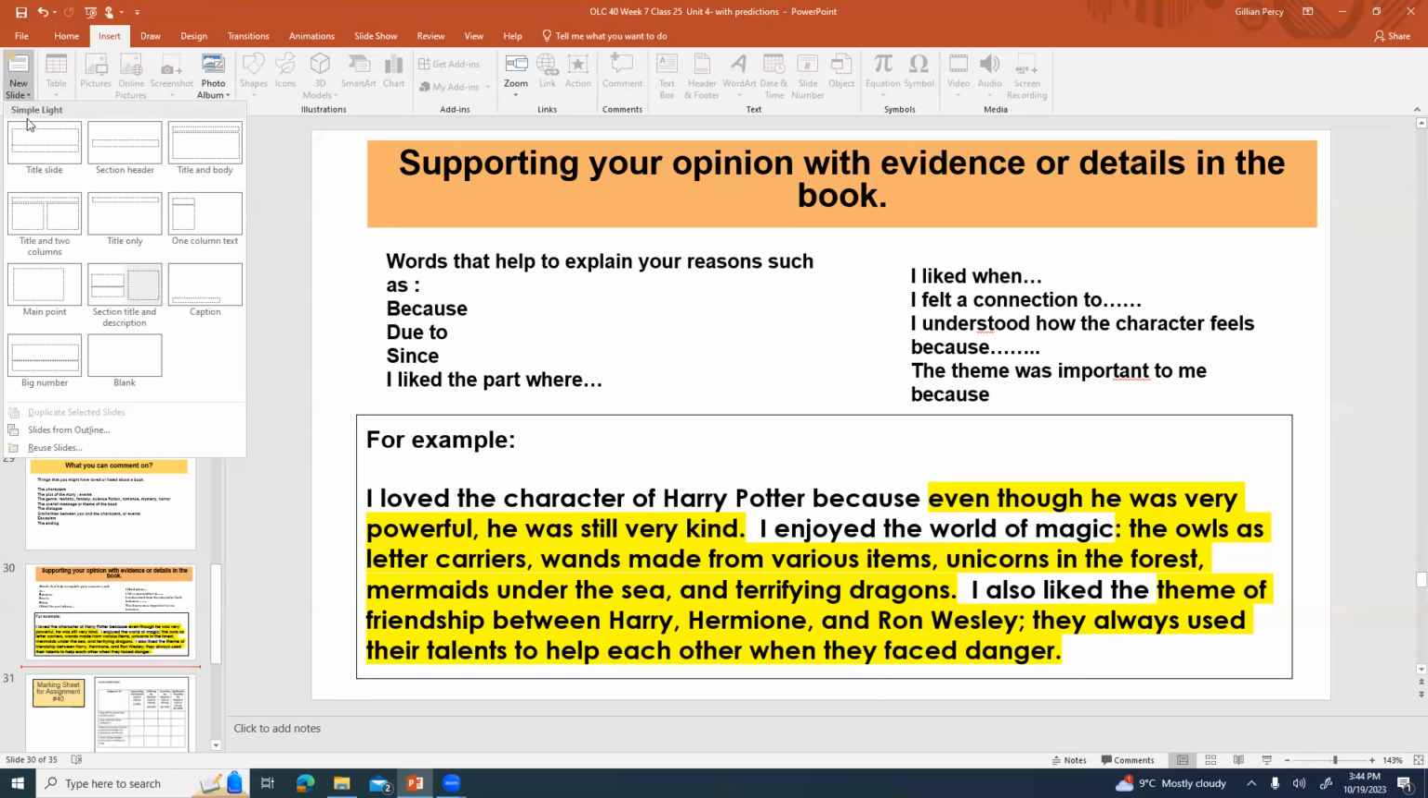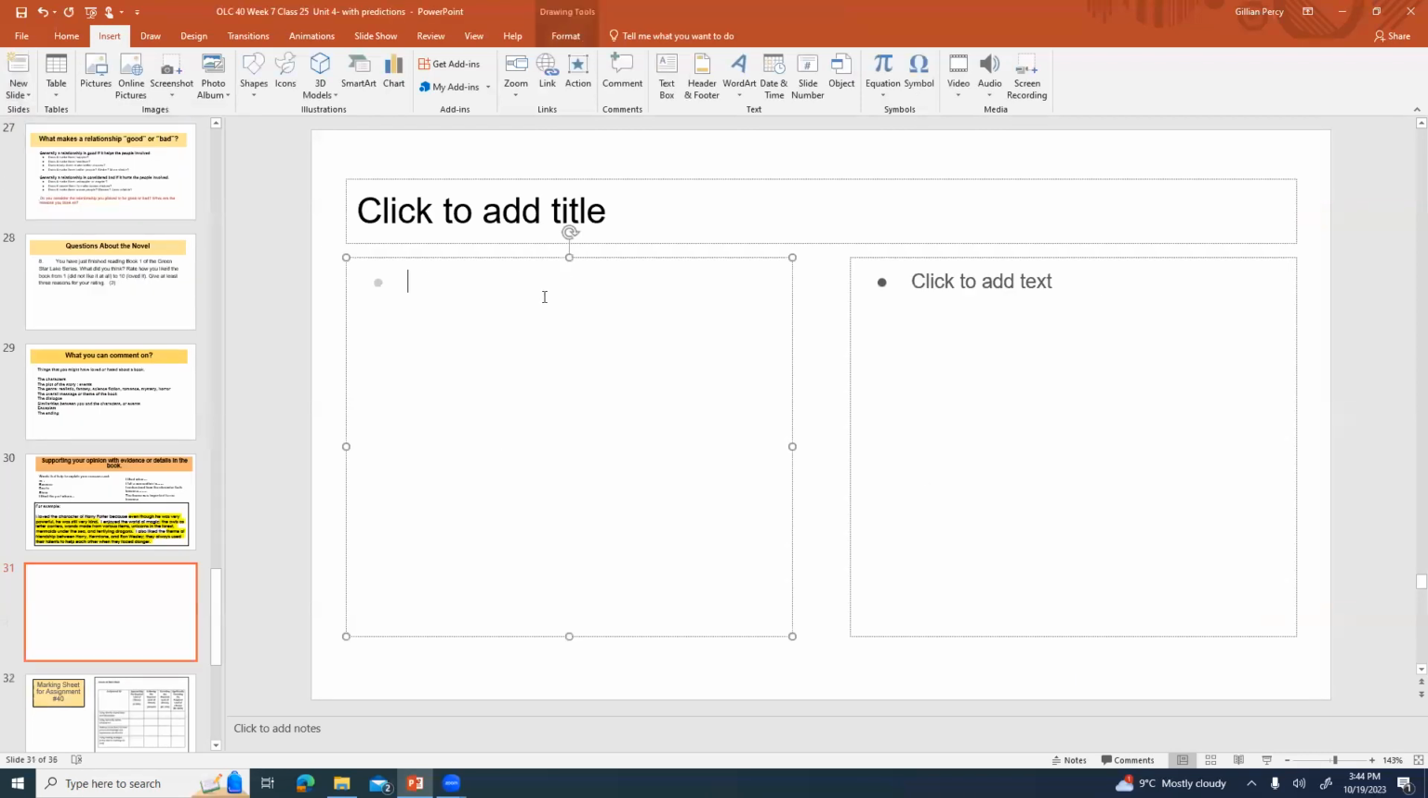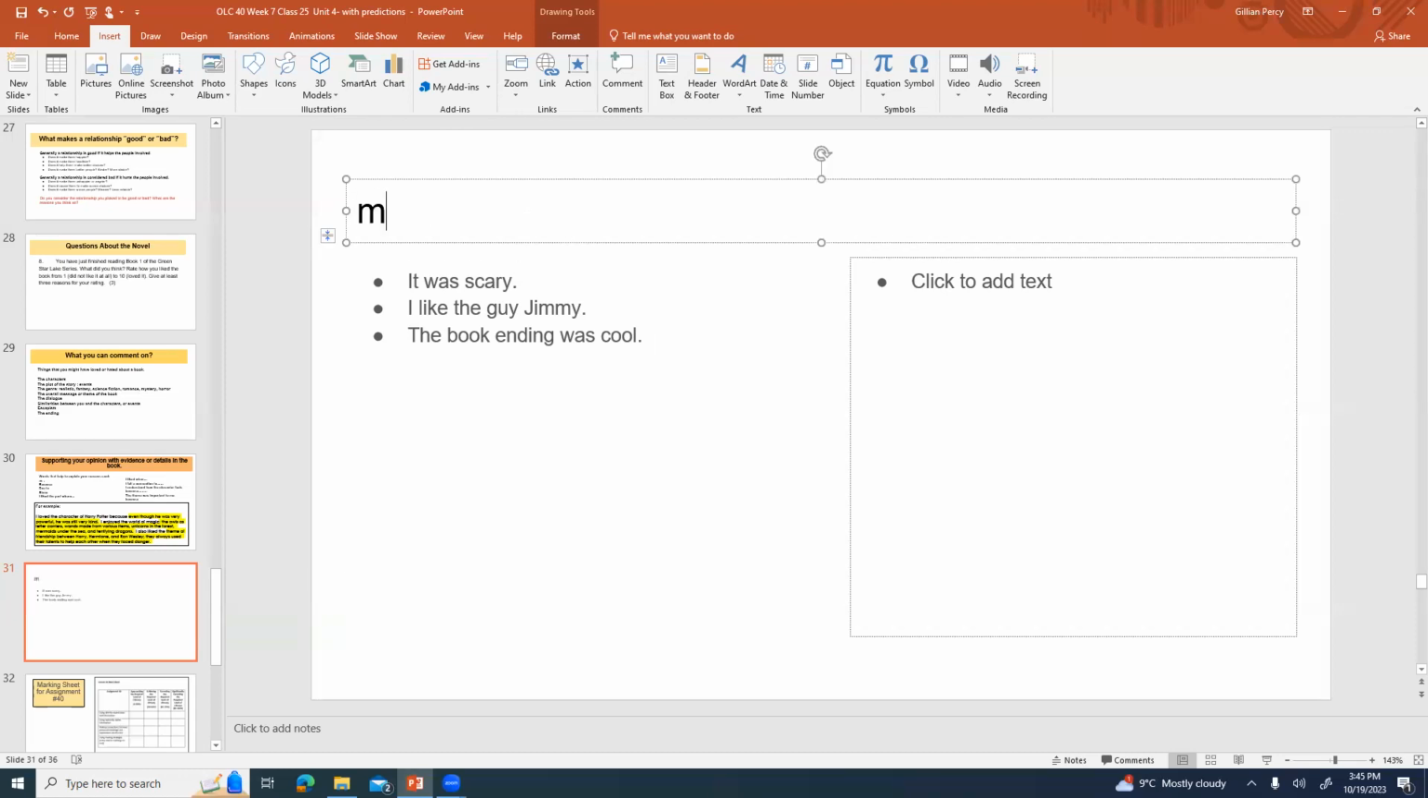Let me just grab an example here. So let's say I said it was scary. I liked the guy Jimmy. The book ending was cool. Okay, so I have stated my opinion. I've given my opinion for sure.